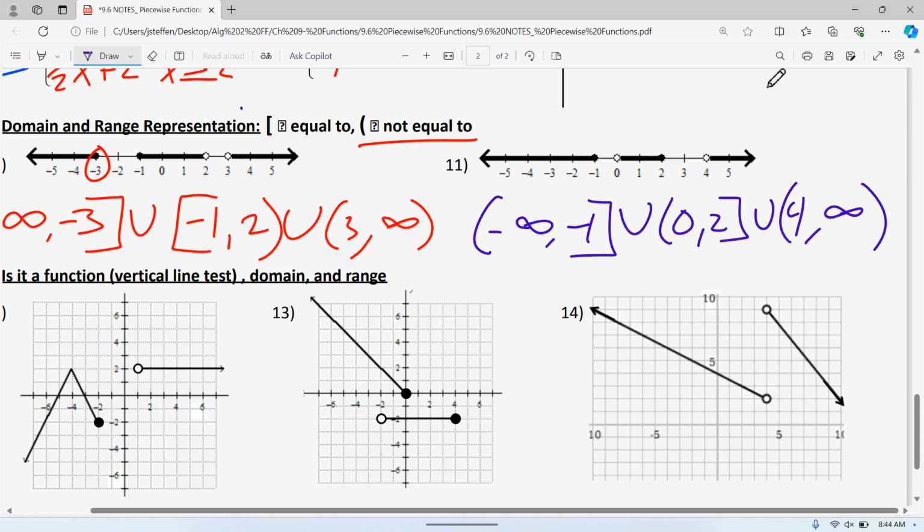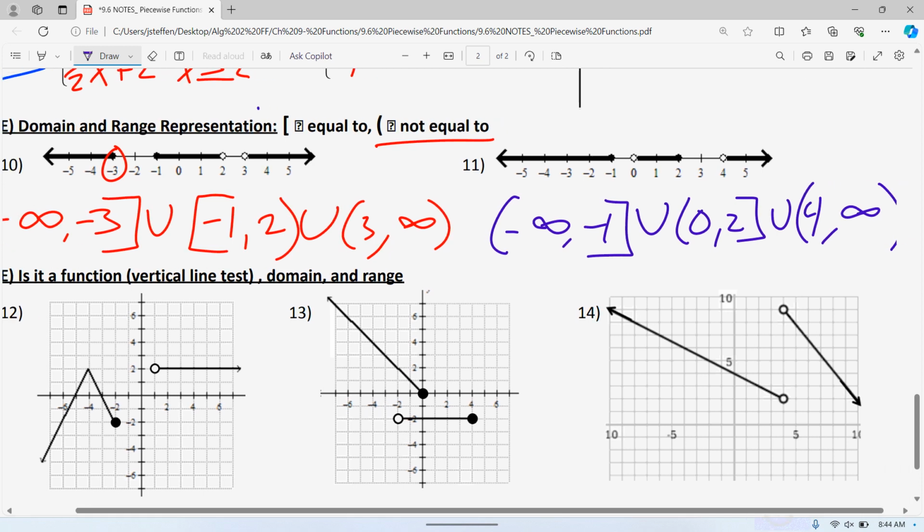So now we're going to use that. Again, we won't have any questions like that on our test exactly, but we might have questions like 12, 13, and 14. So now we're going to use that method. We're going to use that theory or that notation to go over these other graphs.